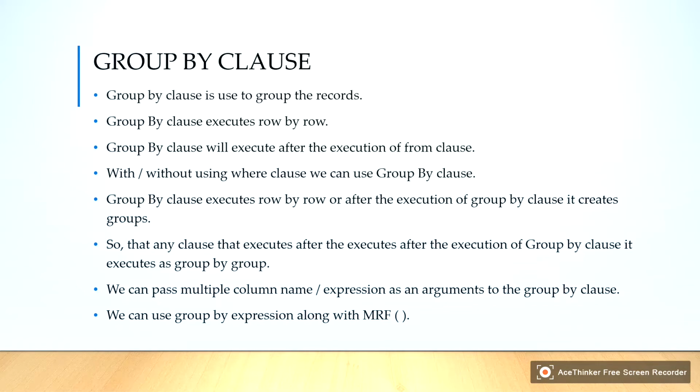Group by clause executes row by row, and after its execution it creates groups, so any clause that executes after the group by clause executes group by group. We can pass multiple column names or expressions as arguments to the group by clause. We can use group by expression along with multi-row functions.